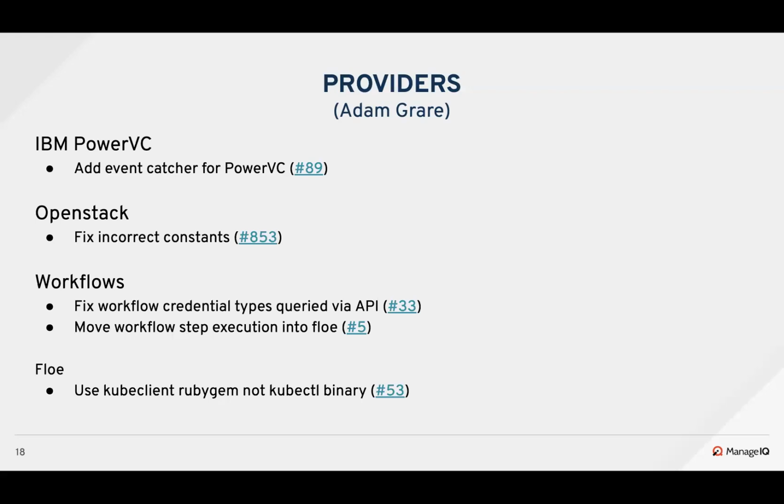And we also finished up a long open PR, which is to move the step execution into the flow gem, which opens up a lot of options for us in terms of being able to run multiple workflows at a time in a standalone worker. And in the flow gem, we switched from using the kubectl binary to using the kubeclient Ruby gem, which is just a much better way of interfacing with the Kubernetes API from Ruby code. And that is it for providers. Over to Jim.